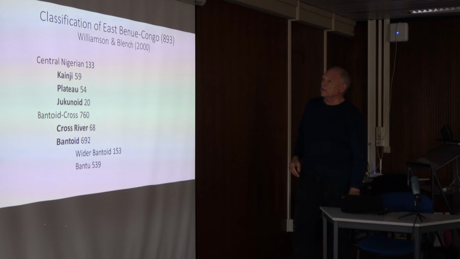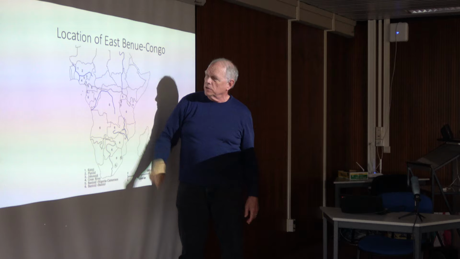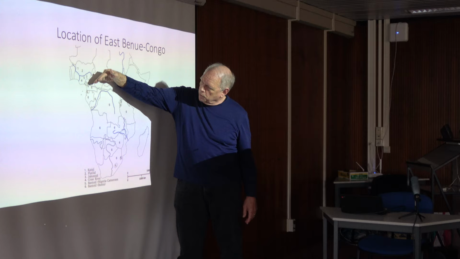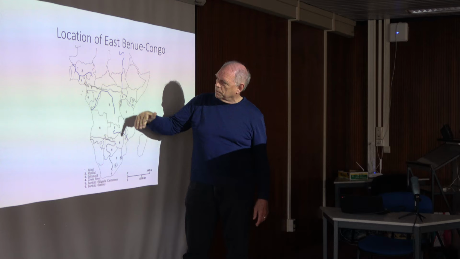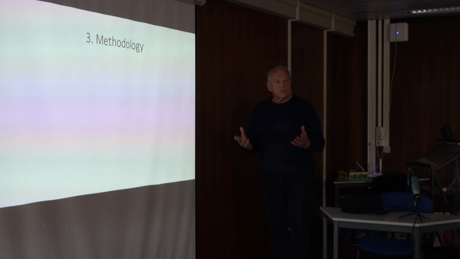And the location on the map, so up here in this number one in Nigeria, you have the Kainji, and number two is the Plateau region. Then three are the Jukanoid, four over here is the Cross River coming down here to the coast, and then the Bantoid starting here, coming into Cameroon, and then the one subfamily within Bantoid, being the Bantu, that have spread, of course, across Central Africa, East Africa, and Southern Africa today. So that's situating it in terms of Benue-Congo and East Benue-Congo.